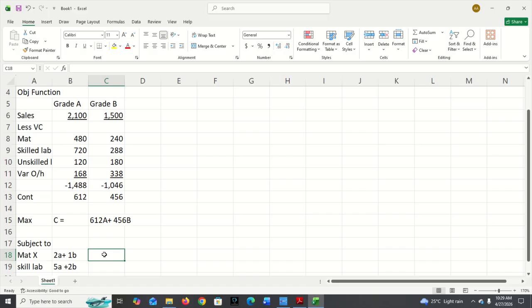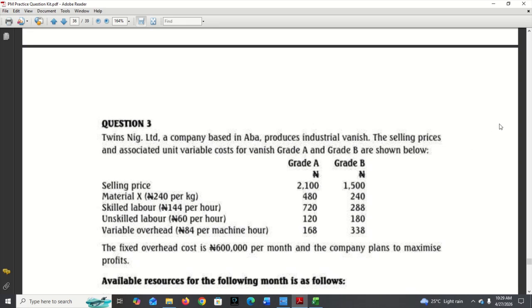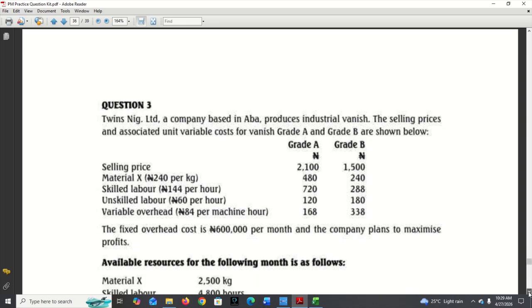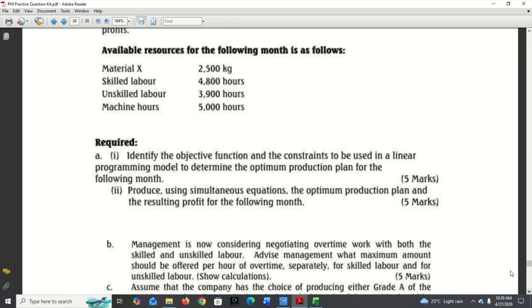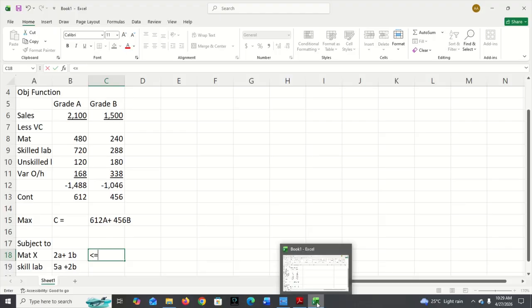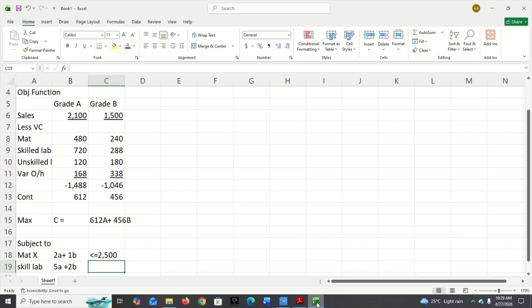Then that will now be less than or equal to. Let's go back to the question. What is the maximum we have for each one? What is the maximum material we have? For our material, the maximum they give us is 2,500. So less than or equal to 2,500. Okay. So that's the first one.